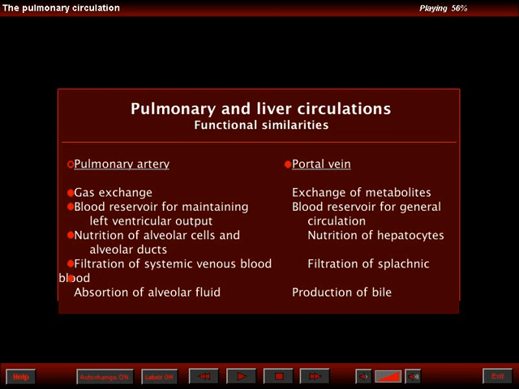The portal vein is responsible for the exchange of metabolites. It is a blood reservoir for general circulation. It is a structure that provides nutrition of hepatocytes. It also provides filtration of splanchnic blood, and finally is responsible for production of bile.